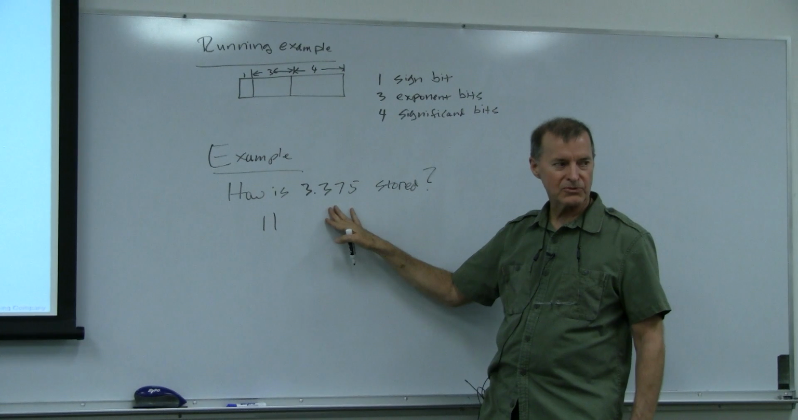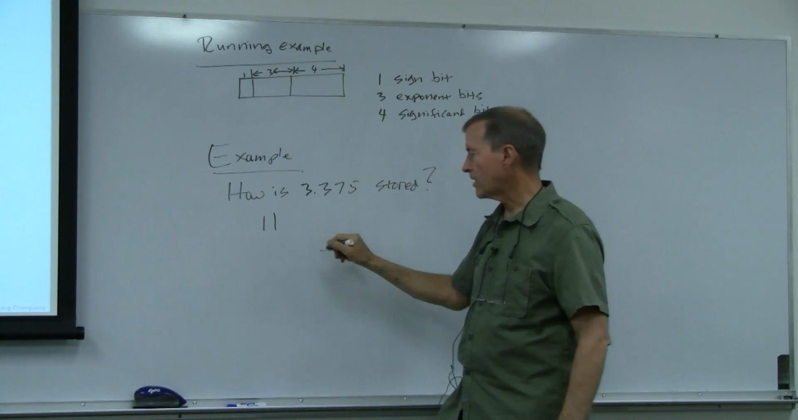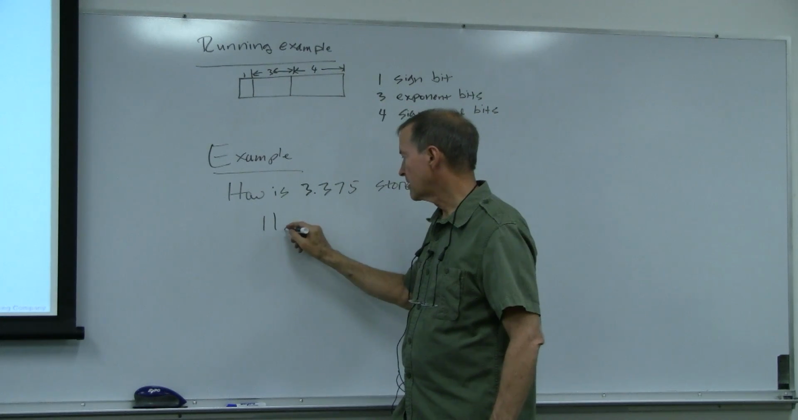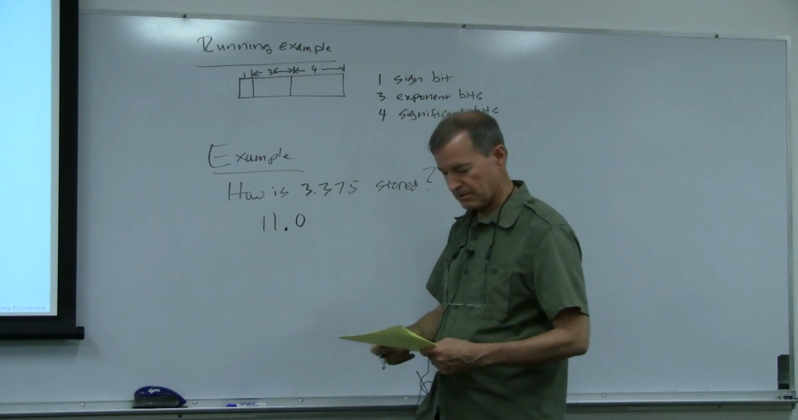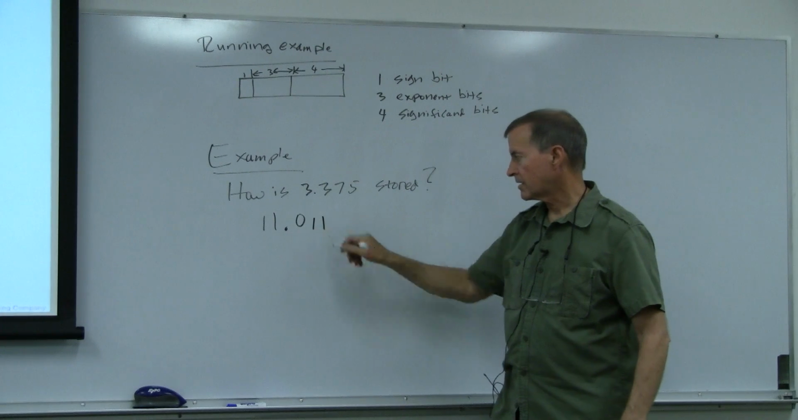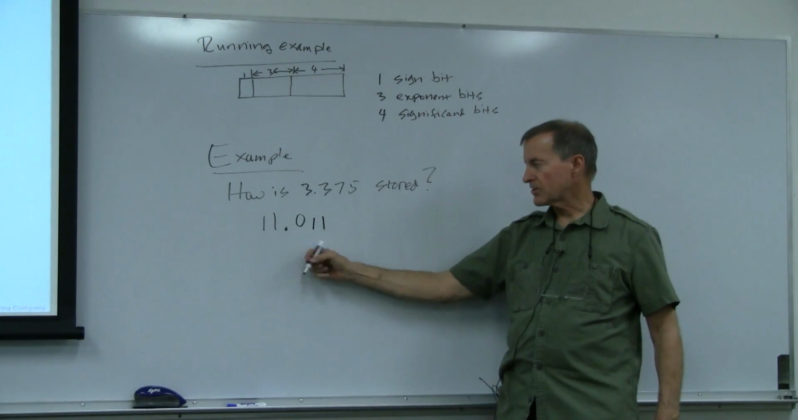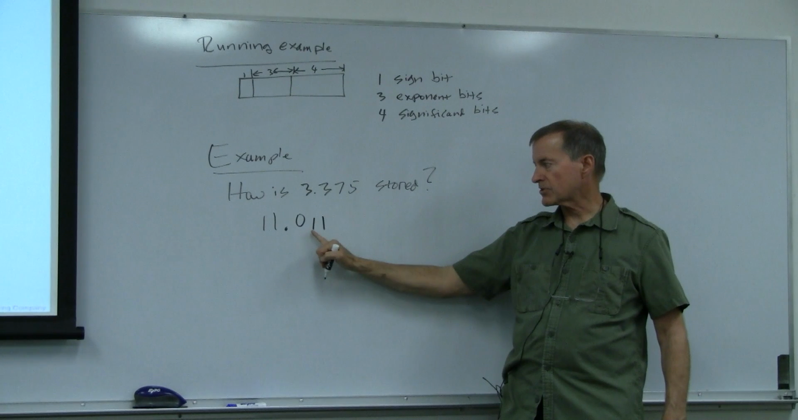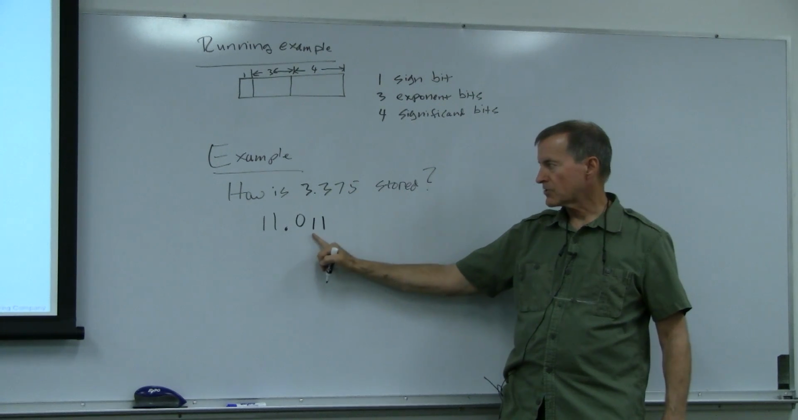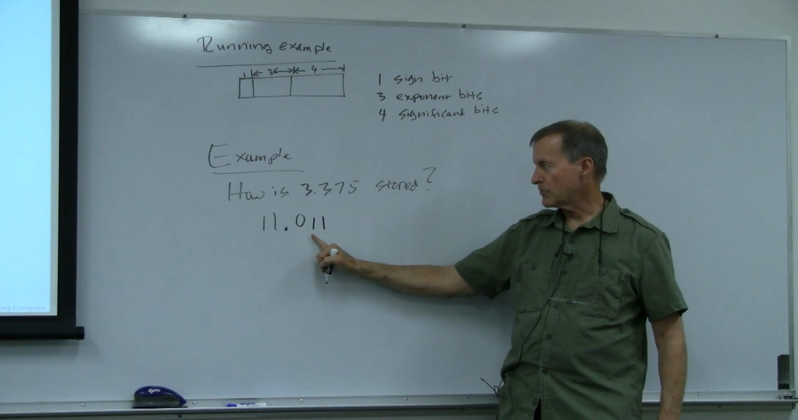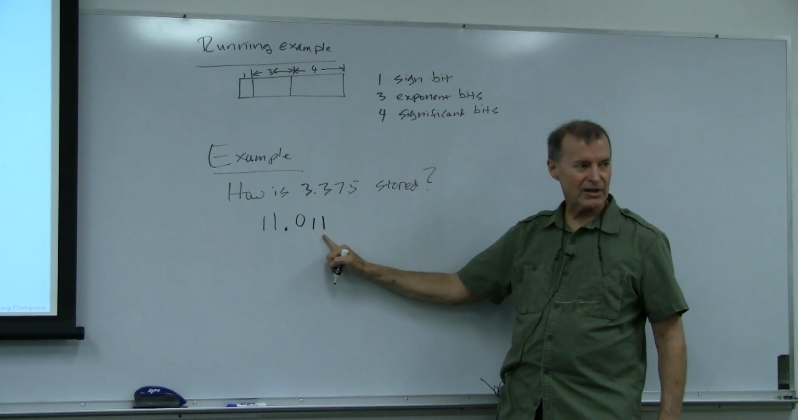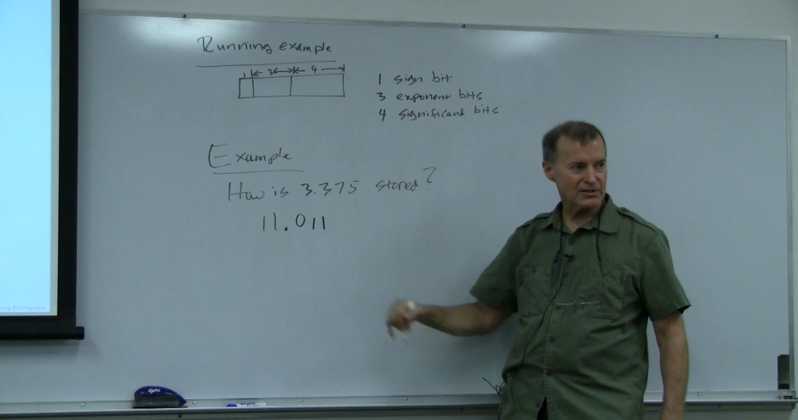0.375 times 2 is... So this is going to be 1.0 something, right? 1.011. Actually, we can tell this right away, because this is the halves, this is the 1/4, and this is the 1/8. So a fourth is 0.25, and an eighth is 0.125, and then 0.1. I think that's right, yeah.